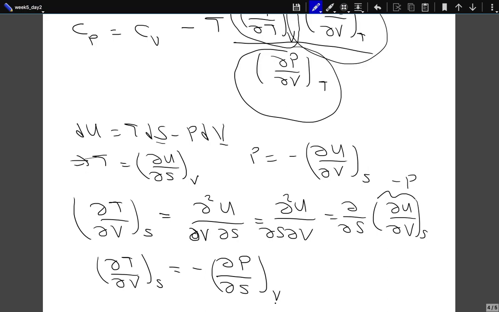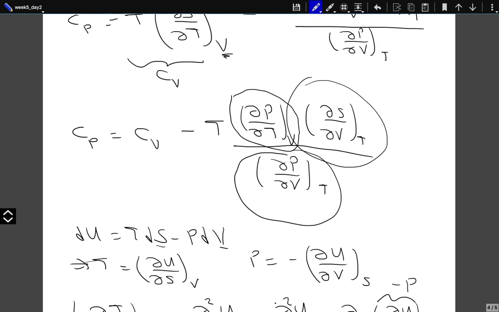So you see, the nice thing about Maxwell's equation is it relates some observable in one process to other observables in other processes. So the left-hand side can be calculated in an adiabatic process. The right-hand side can be measured in a process at constant volume. And whatever the system is, this equation has to be satisfied.